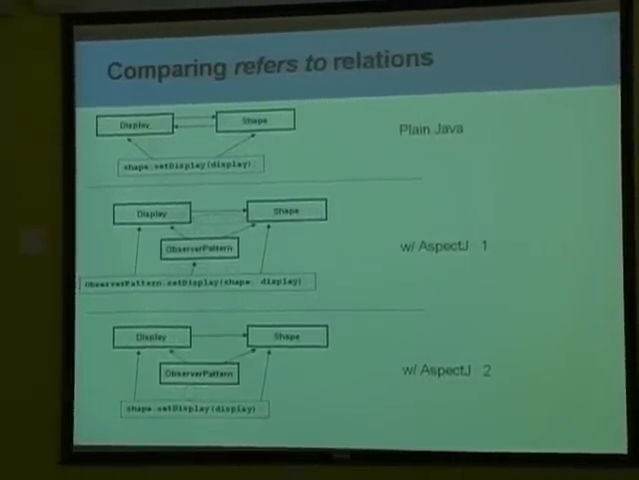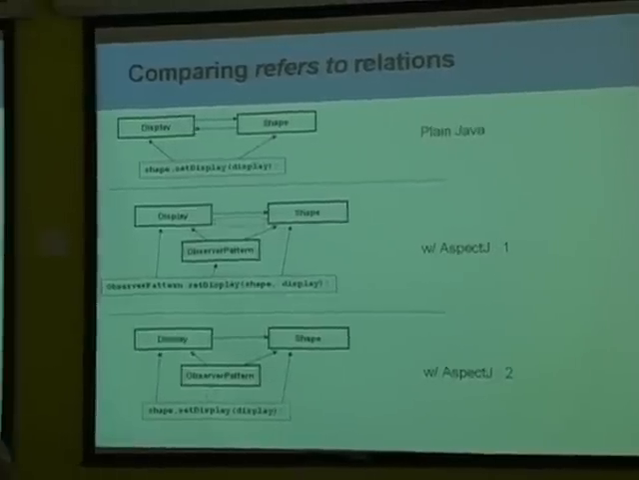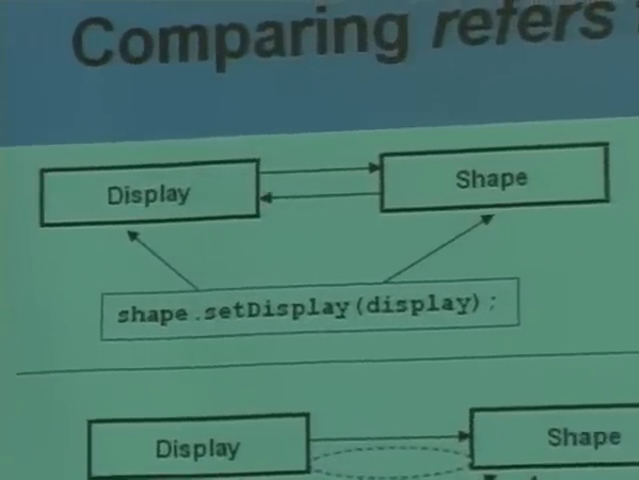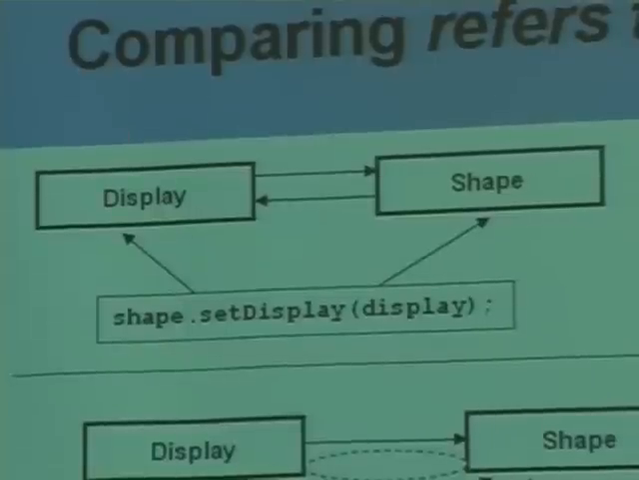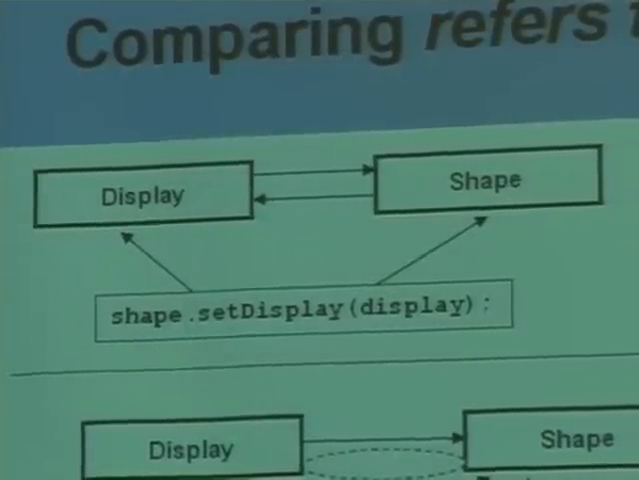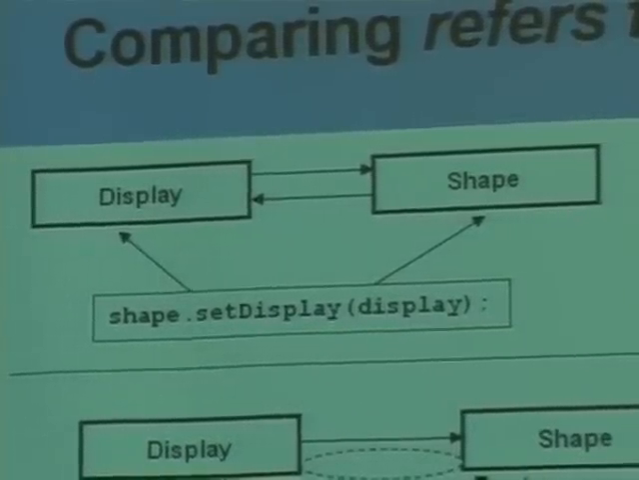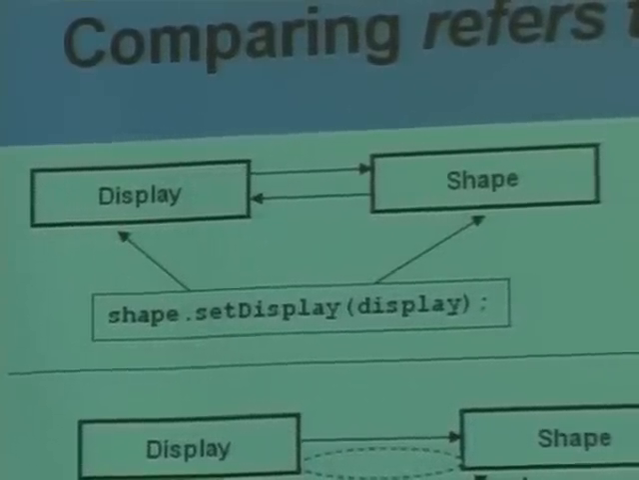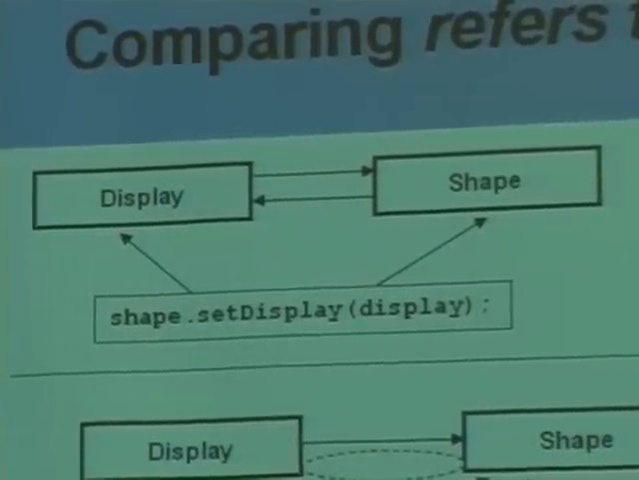And one way to look at it is in terms of refers to relationships. In the original plain Java code, the line of code that was going to associate a display with a shape looked like that. And the refers to relationships are that that line of code refers to both display and shape. And moreover, shape and display refer to each other. Because shape knows it has a field of type display, and display knows that it has a list of shapes. Right? And so, of course, whenever you have a cycle in your refers to graph, you have something that can't be shipped in any meaningful configuration without the other thing. Right? So from a product line perspective, cycles in the refers to graph, potentially problem.